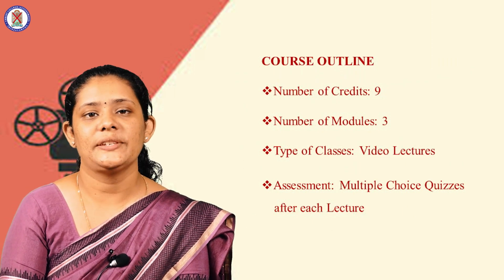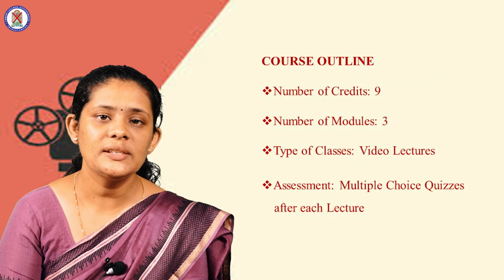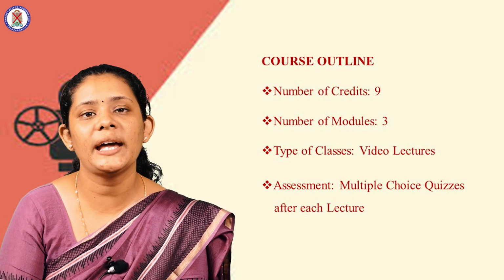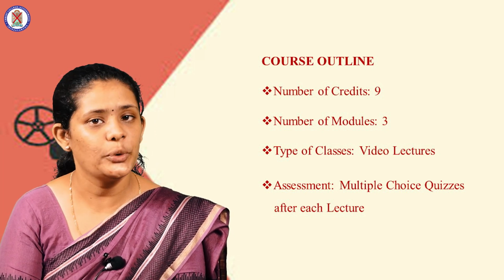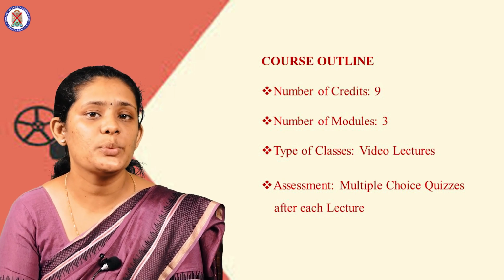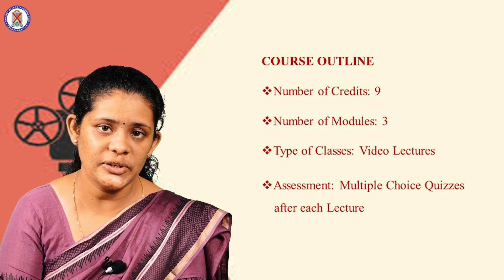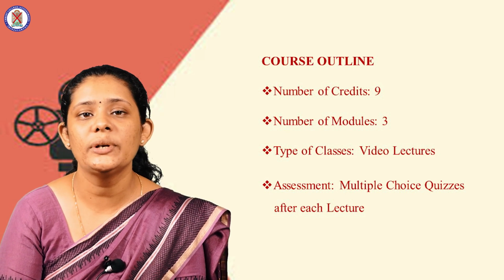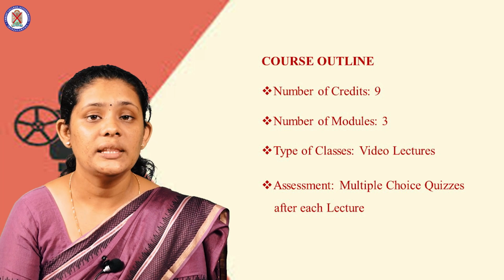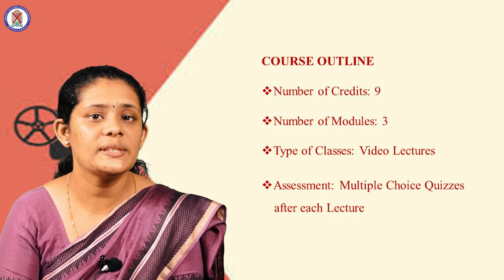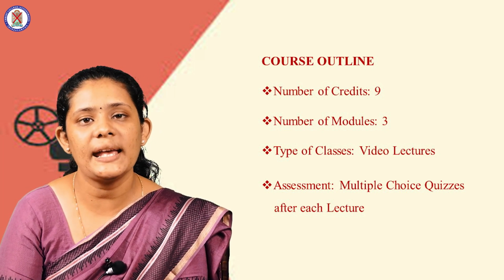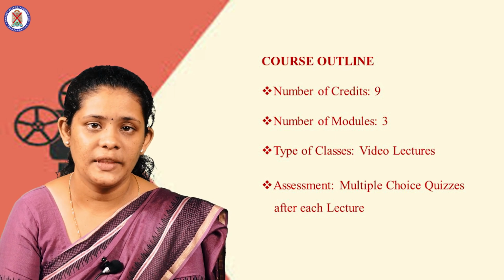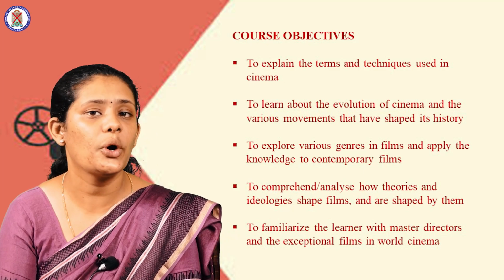Now, let us look at the course outline. This course has been divided into 3 modules, giving you 9 credits, 3 in each module. The type of classes that we will have will be video lectures. Each portion from each module will be given to you as short videos. The assessment of the portions that we cover will be given as multiple choice questions at the end of each video lecture.